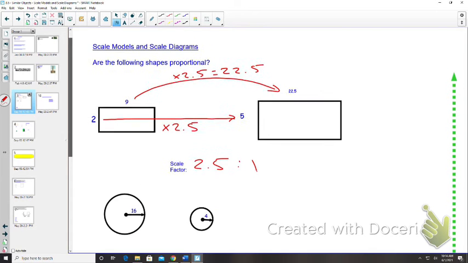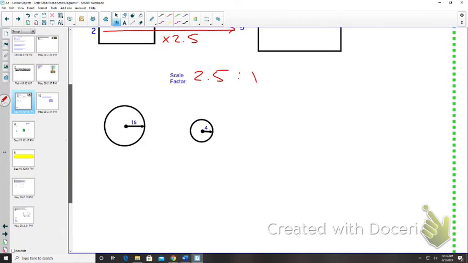Okay, so let's look at these two circles now. One has a radius of 16. One has a radius of 4. How do we get from 16 to 4? Divide by 4. Or we can multiply by 0.25, the same thing as dividing by 4, right? 1 divided by 4 is 0.25. So you can either divide by 4 or multiply by 0.25, and then you get the radius of 4.